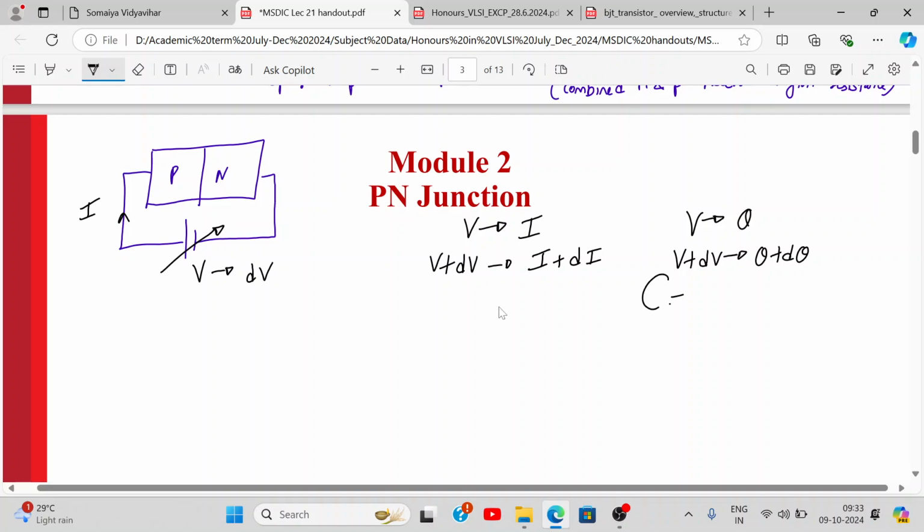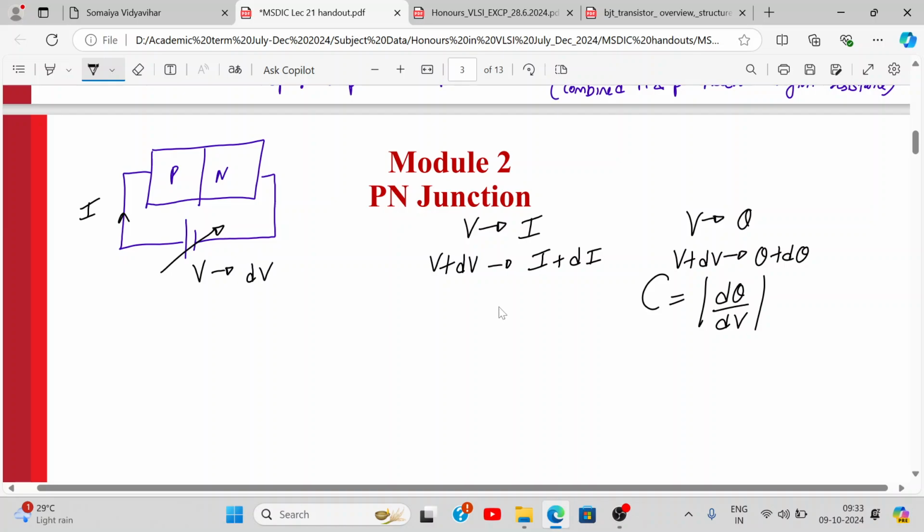And that is what C is. Capacitance is dq by dV, change in charge upon change in voltage. That is why the concept of capacitance comes, how the diode will act as a capacitance. So in this small signal model, we are making a small change in voltage and we are estimating the changes in the current and charges.